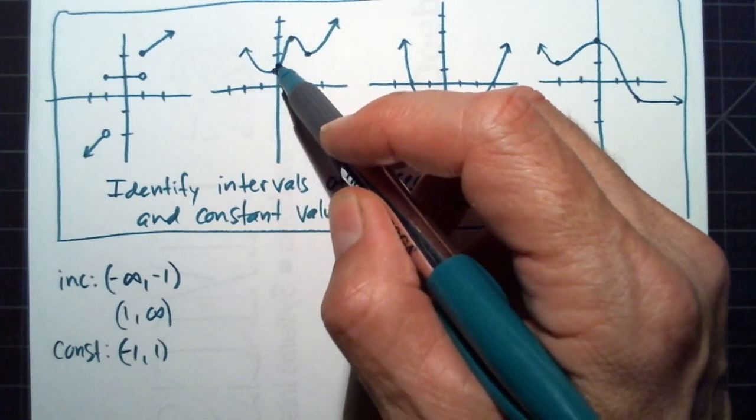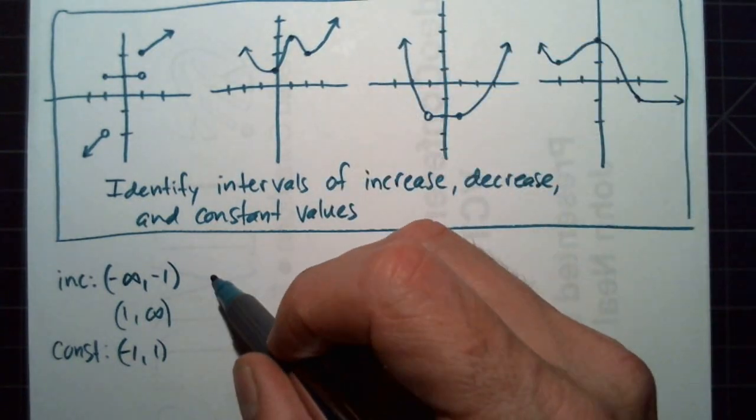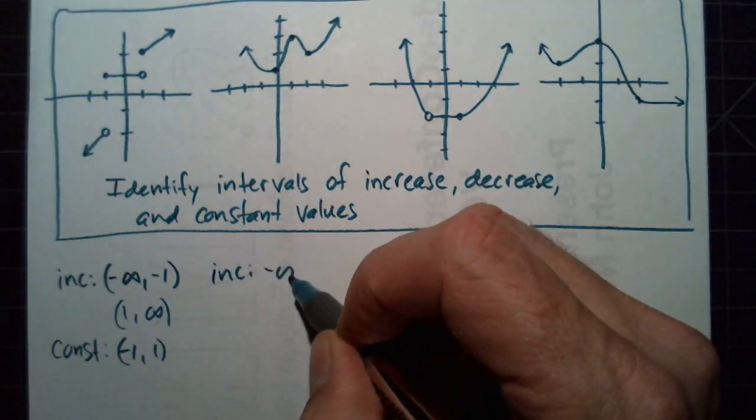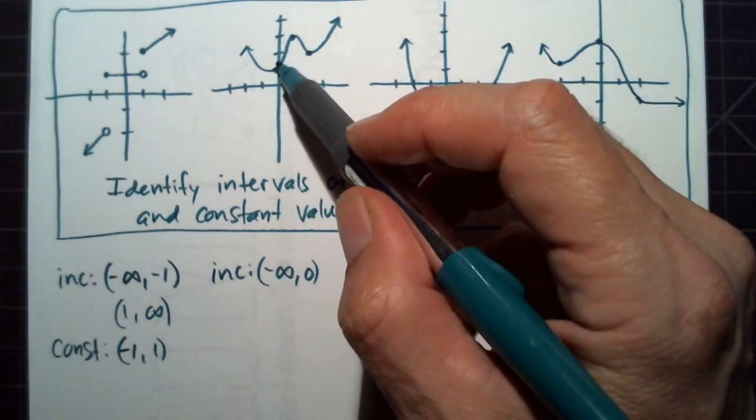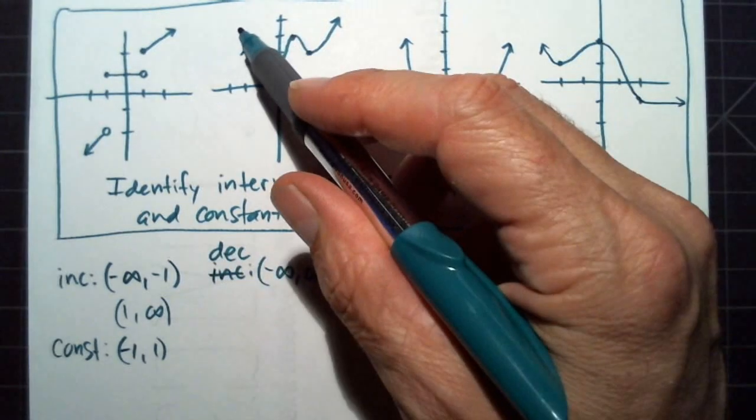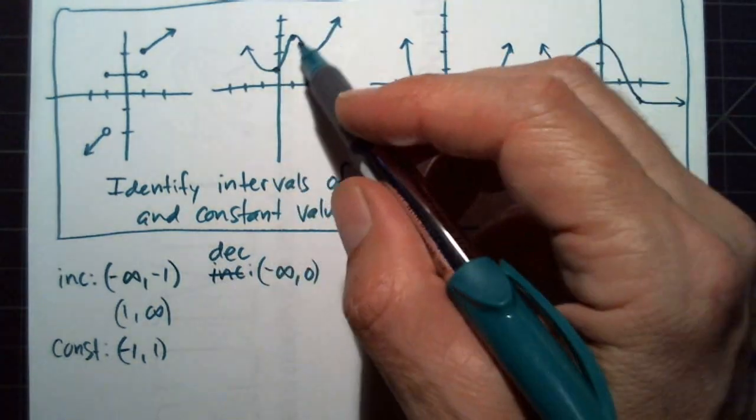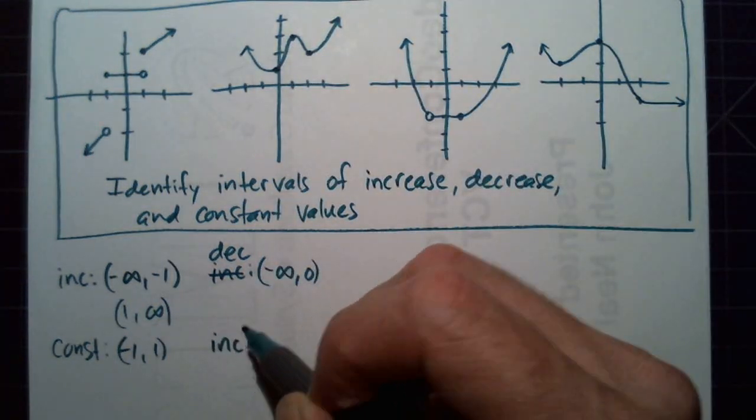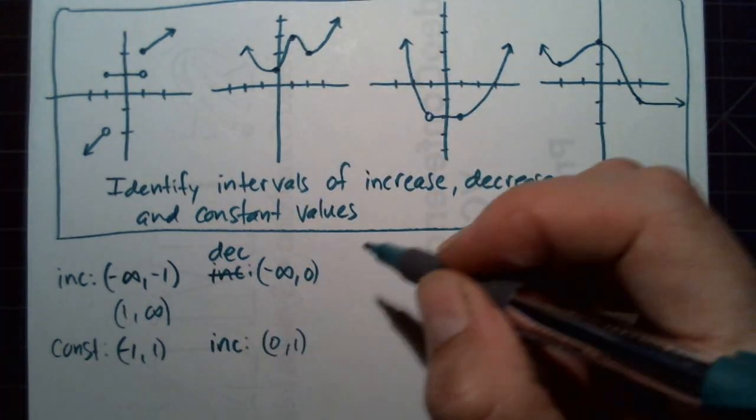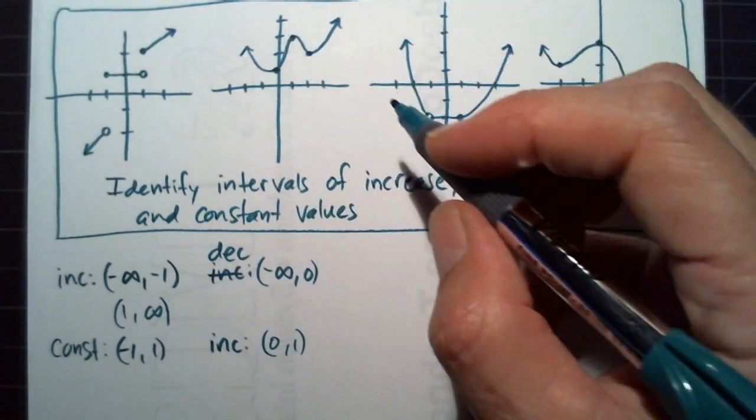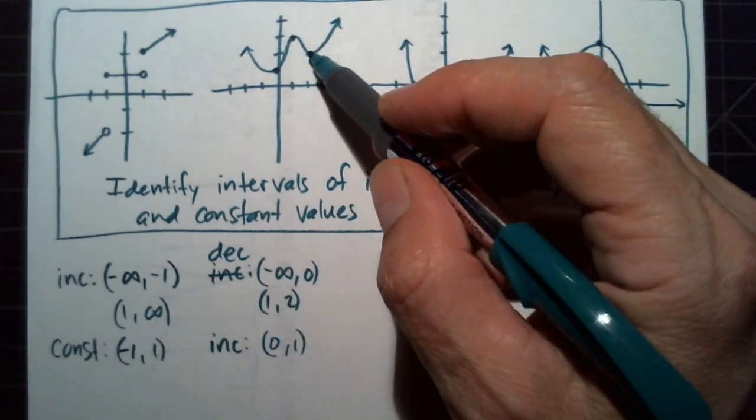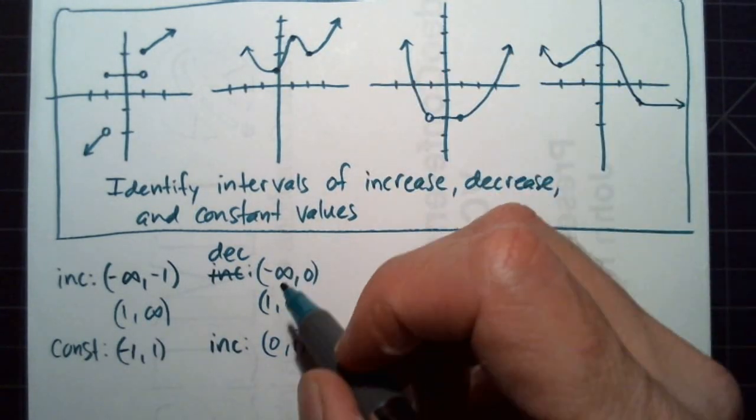Then looking at this one, make sure we don't see that arrow as increase, because we just follow the graph. That's decreasing, increasing, decreasing, increasing. So it's increasing from negative infinity to 0. I'm sorry, that's decreasing. It's decreasing from negative infinity to 0, and then it increases from 0 to 1. Decreases from 1 to 2, and then it will increase from 2 to infinity.